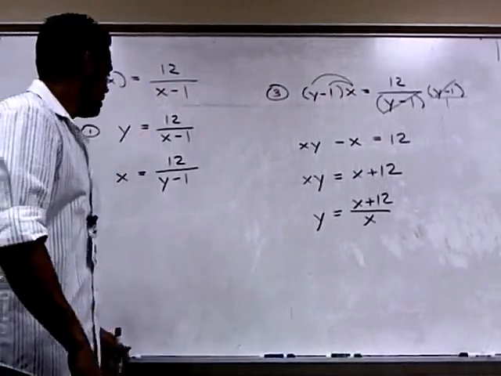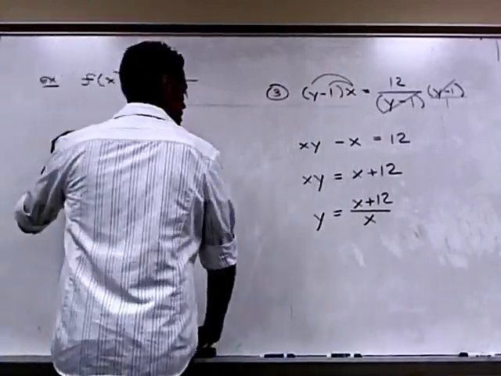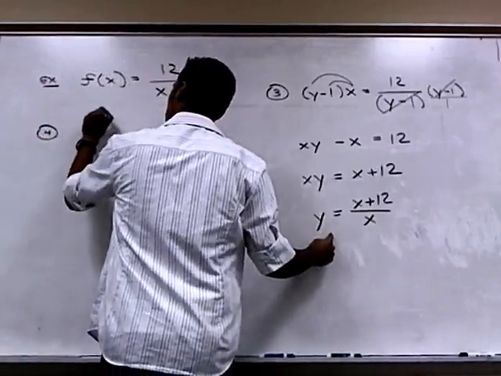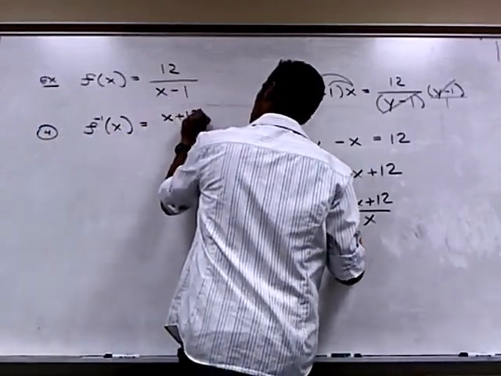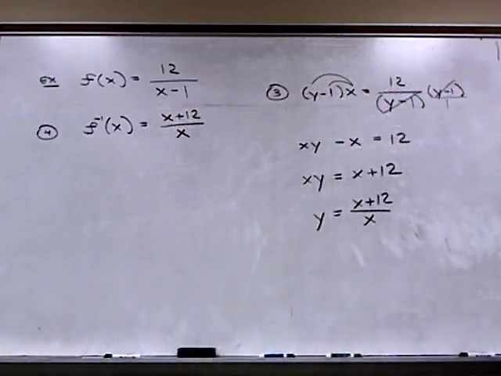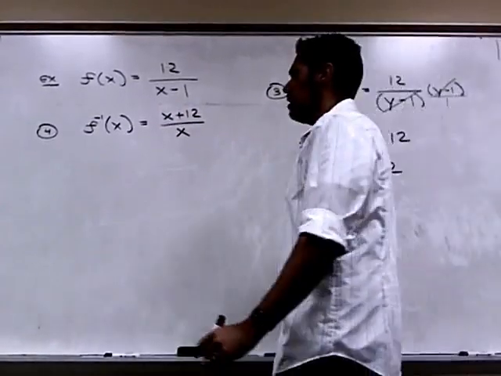So step 4 is to now replace our y with f inverse, right? So step 4, I replace this y with f inverse of x, and that gives us x plus 12 over x. Shall we check to see if it works? Let's just try a number.